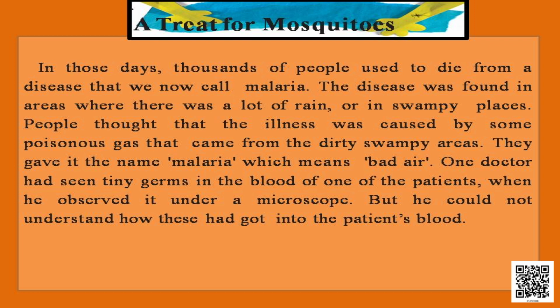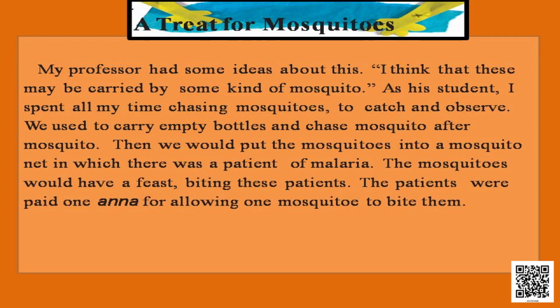So it was believed for many days that wherever there was rain, the places were wet and damp, so there was some kind of poisonous gas around in the atmosphere which helped in spreading this disease, malaria. So the doctor could see the tiny germs in the blood sample, but they didn't know from where these germs came into the blood of the patient. So then what happened? My professor had some ideas about this.